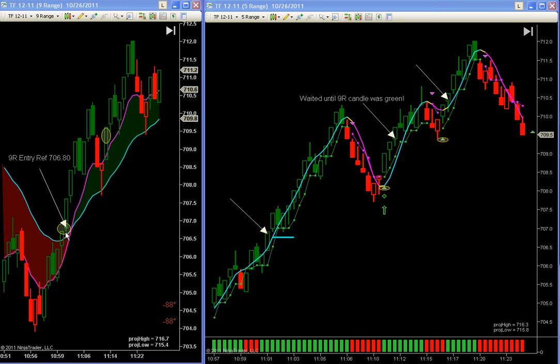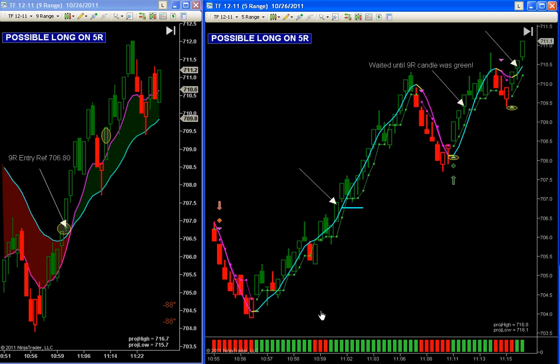So once we have all the 9 range entry conditions, we have both moving averages rising, we have less than or maximum 4 ticks between them, price breaks above, and the candle is green. So once we have this, we move to the 5 range, and this will be the candle in question.